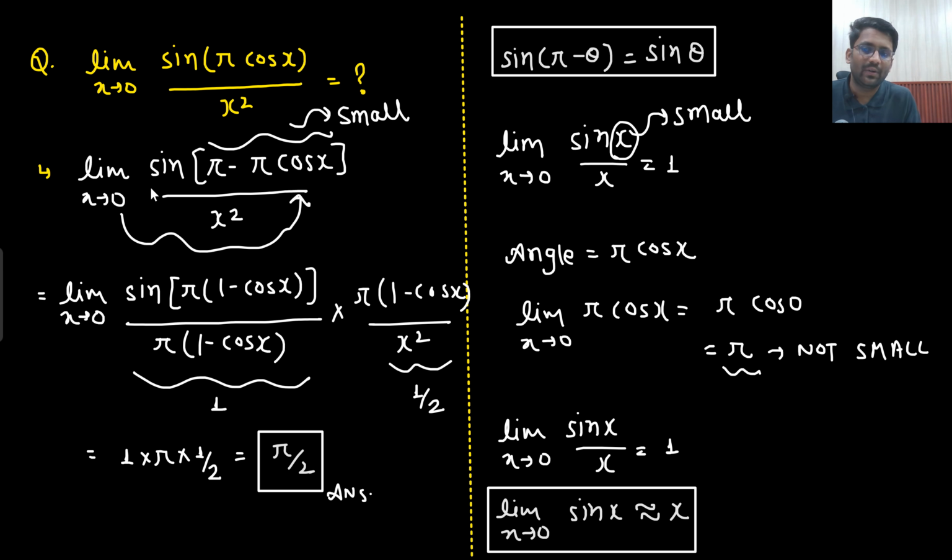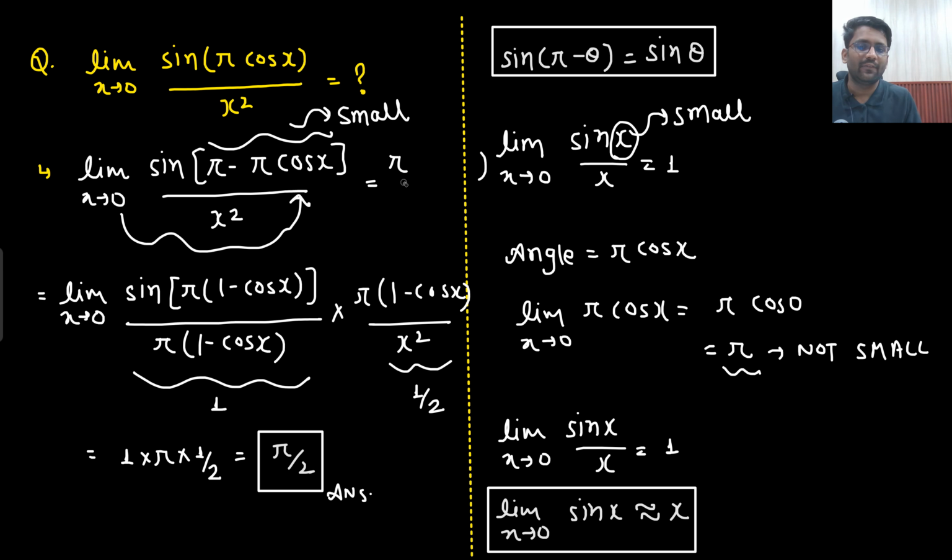Or what I could have done here is that, sir, sine small angle could be replaced with the angle only. So this could be replaced here: pi minus pi cos x. That means pi minus pi cos x, I am taking pi as common. So pi into 1 minus cos x divided by x square. So this will give you 1 by 2. So pi into 1 by 2 will give you pi by 2.